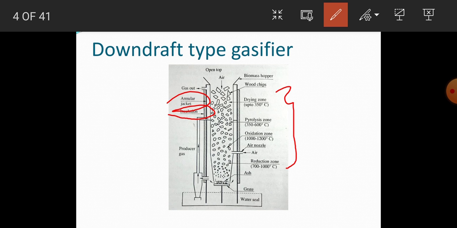And then at the end ash and grate is produced, which can be thrown outside. So this is the common construction of a gasifier.